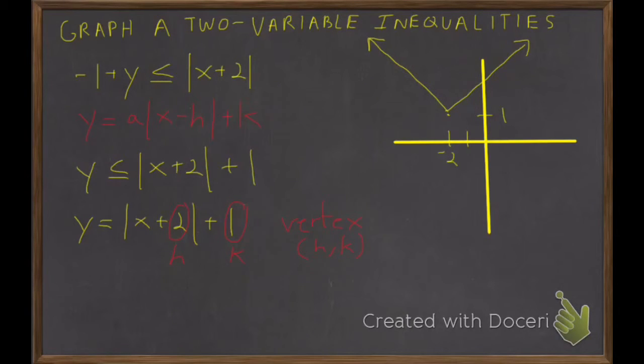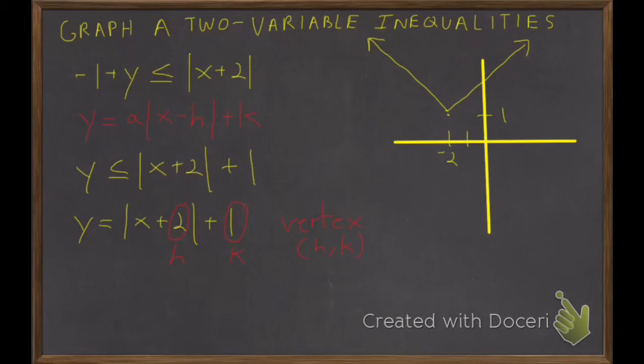In this case, it's a less than or equal to symbol, which means that our line has to be solid. If it was just a less than symbol, we would dot the line to say that the points on the line are not included. In this case, all the points on the line will be included, so we use a solid line.